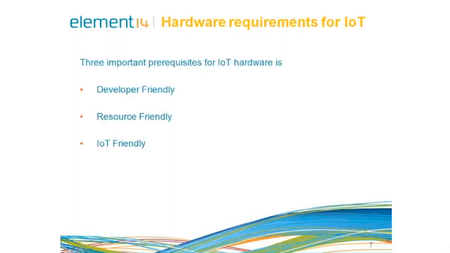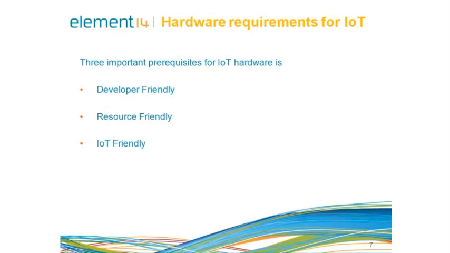Now, hardware requirements for IoT. There are three important things that I can understand today about the hardware requirements of IoT. That is, it should be developer friendly. That is, it should help us to program like we are used to without letting us waste time with complex or new environments. It should support standard programming languages and tools that are available today or that can be optimized in the coming future.